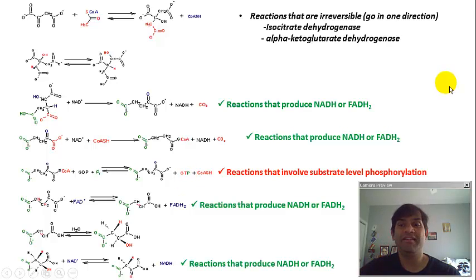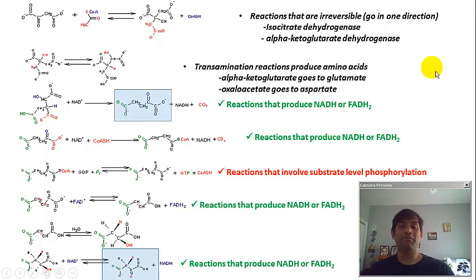We also want to take into consideration those reactions that only go in one direction. And in the TCA cycle, we have 2 reactions that are irreversible. One is isocitrate dehydrogenase, and the other one is alpha ketoglutarate dehydrogenase. So those reactions that are in one direction could be the site for allosteric regulation, and they could also be the site where you cannot go back. So those would be what we essentially call the committed steps in the TCA cycle pathway.